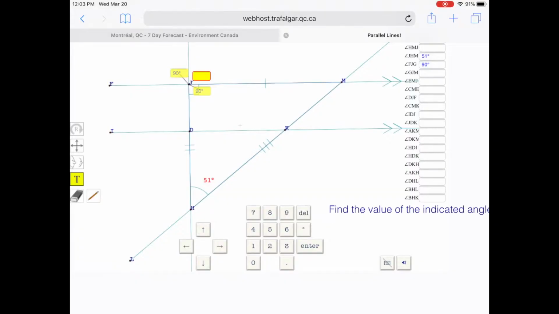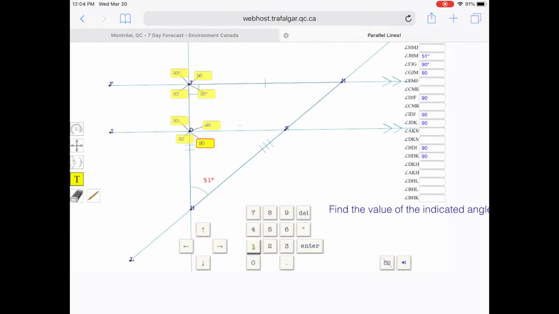It's 90, that's 90. This is going to be 90 as well. This one is also 90. This one is supplemental to that one up here. This is 90. It's also in a C pattern with this one. If this is 90, these two have to add up to 180, so this is also 90. 90 plus 90 is 180. This is also alternate interior to that 90. This is going to be vertically opposite to that 90. That's 90. This is going to be 90, and this is going to be 90.